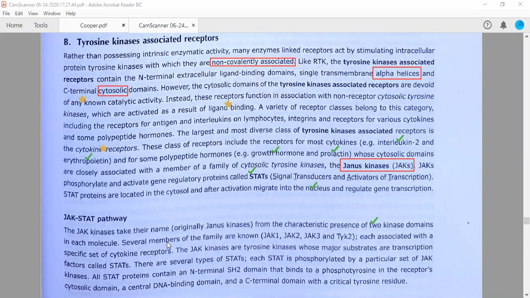Several members of the family are known, including the three JAKs, 1, 2, 3, and one other related molecule called TYK2, which also comes under the same family of JAK proteins. Each is associated with a specific set of cytokine receptors. Now, these are different kinds of tyrosine kinases, so they have their specific set of cytokine receptors.